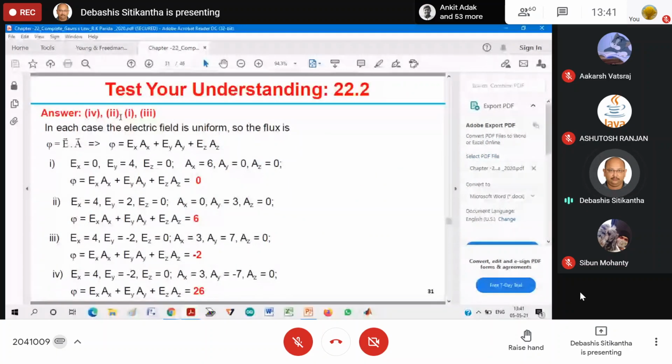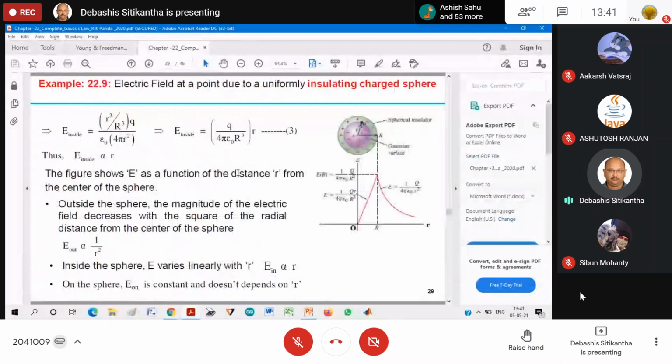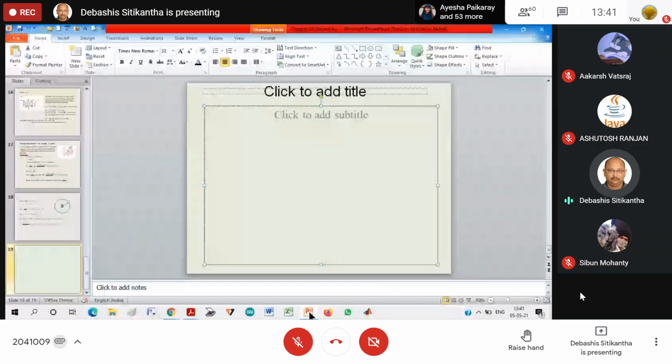Is there anyone who has not understood or doesn't know how to solve it? Then just have a look over here. I am trying to solve it for you people. So E vector is given like this. E is equal to 4j.